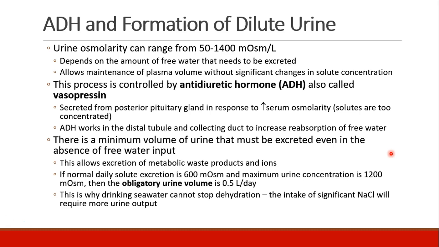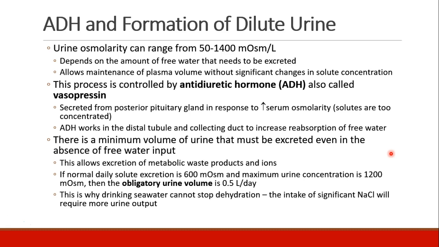Now, the osmolarity of the urine can range over a very wide spectrum, from as dilute as 50 milliosm per liter all the way up to 1400. It really depends on how much free water the body needs to get rid of. And this lets us maintain our plasma volume without changing solute concentration. And this process is controlled by a hormone called ADH, anti-diuretic hormone.